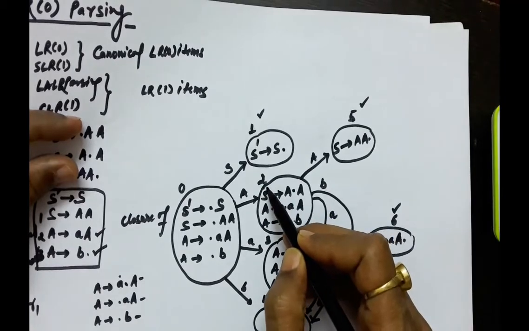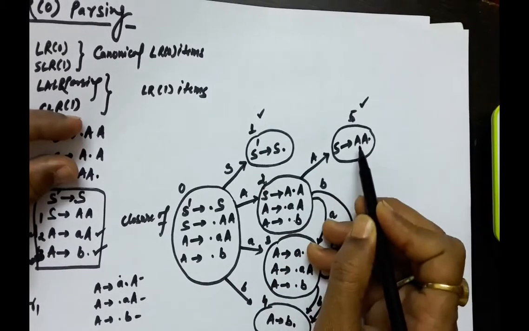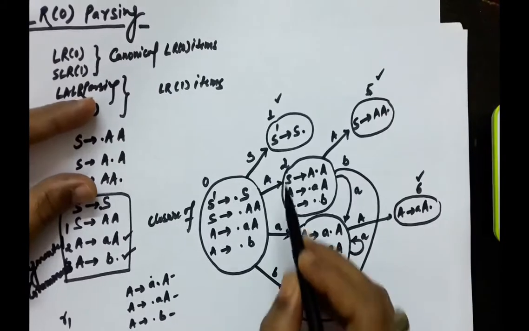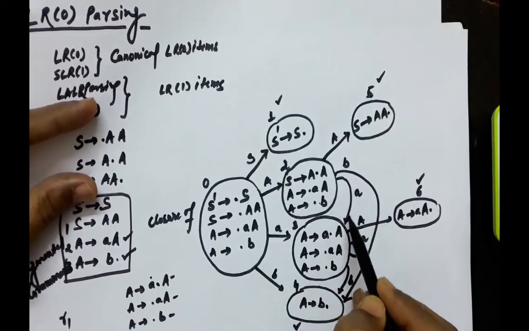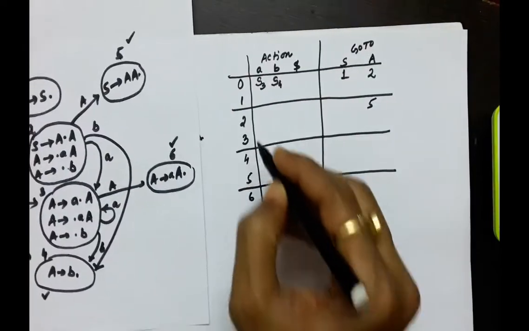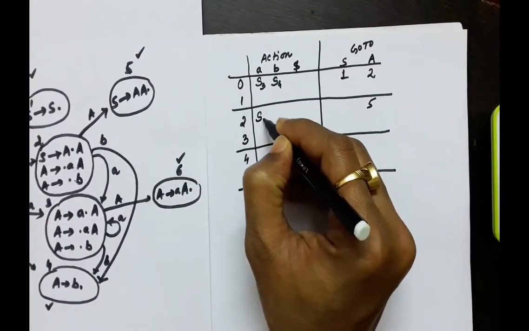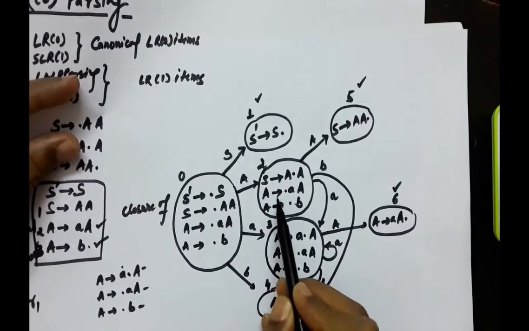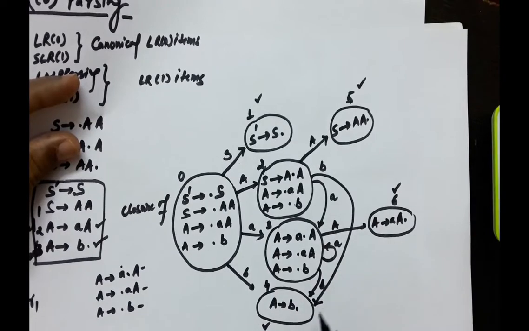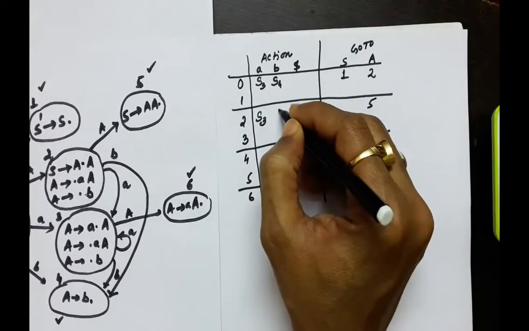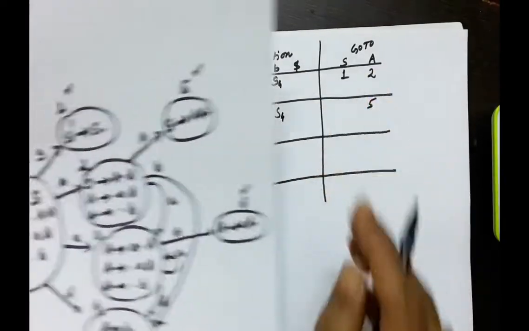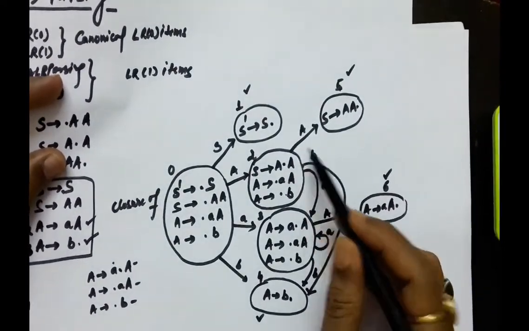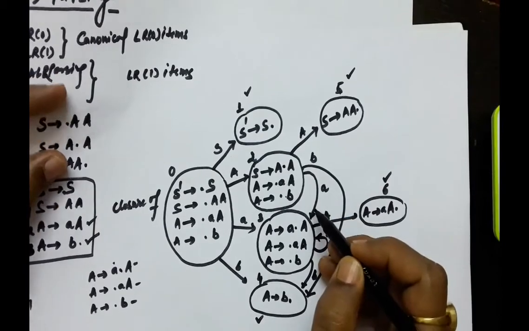So for the 2 we have, from 2 with capital A, we are going to 5. From 2 with small a, we are going to state number 3, so we'll be writing shift 3. From 2 with small b, we are going to 4, and we'll be writing shift 4. So from state 2, we are done with all the transitions.